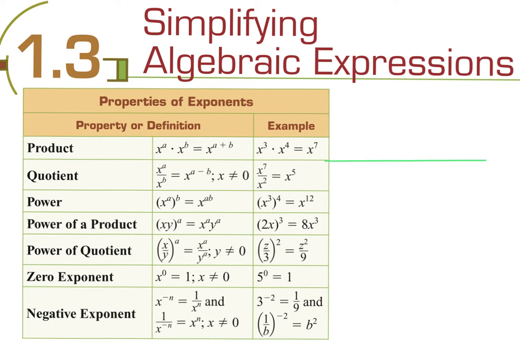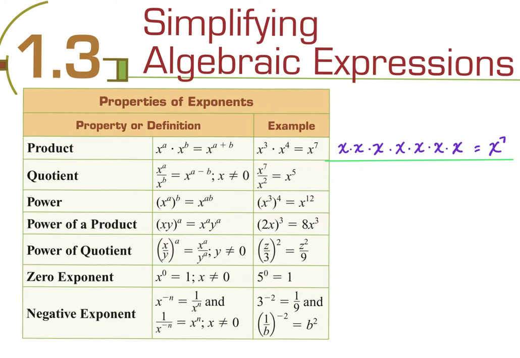So if I were to take this over here and expand these out, x cubed, that is x times x times x. And I'm multiplying that times x to the 4th. That is x times x times x times x. Right? And you can see that when I expand it out, I have 7 x's. And so that's where that property comes from. When you multiply like bases, you add the exponents.